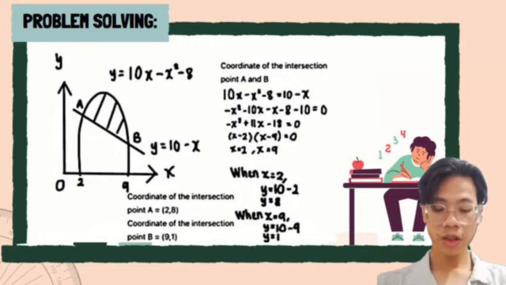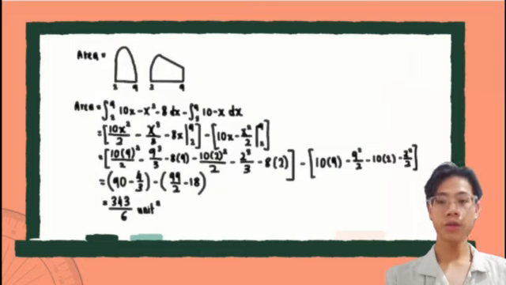Next, to calculate the shaded area, we need to separate the area. The first area that we use is the whole area, and the second area is the area at the bottom. So to get the shaded area, we need to do area 1 minus area 2. With that, we start the calculation with the formula mentioned before, and for the limits, we use the x values that we calculated. So area equals the integral with limits 2 to 9 of 10x minus x squared minus 8 dx, minus the integral with limits 2 to 9 of 10 minus x dx.